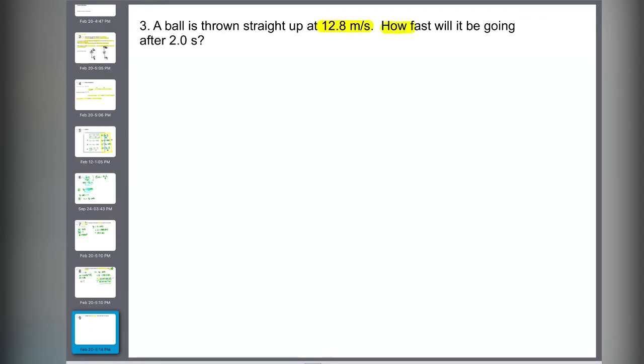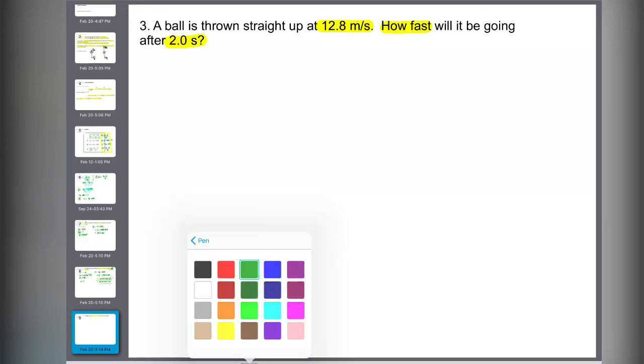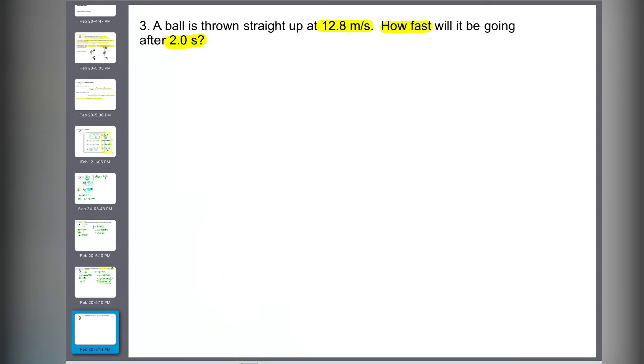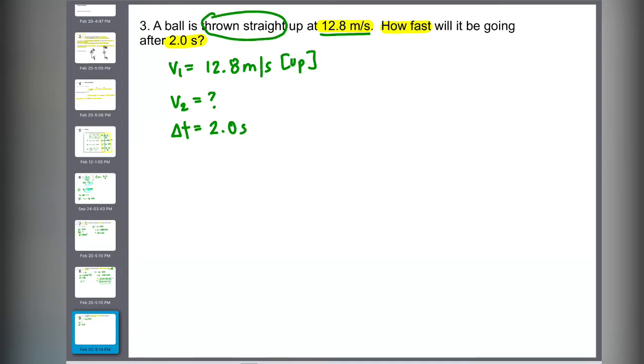Okay, a ball is thrown straight up at 12.8 meters per second. How fast will it be going after 2 seconds? All right, so be careful. Let's deal with the vector sign. Okay, it's being thrown up at 12.8 meters per second. So this is V1 equals 12.8 meters per second. I'm going to write the direction down because you need it to match. They're asking how fast it will be going. That's still a speed, but V2 is what they're looking for after 2 seconds.